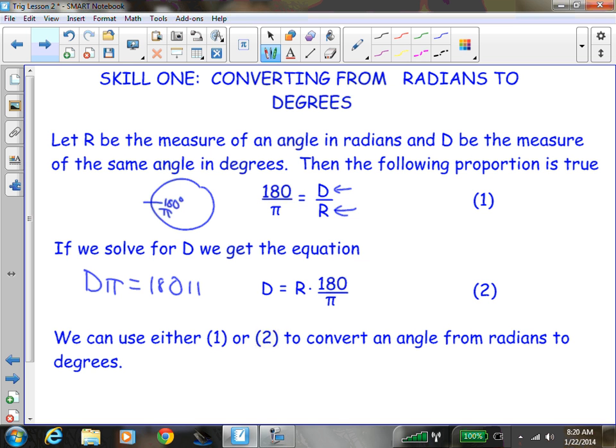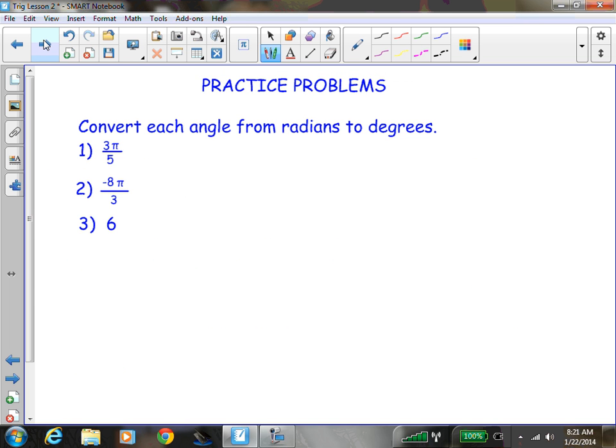Since we want to solve this equation for d this time to get degrees when we're given radians, the number of degrees is 180 divided by pi times r. The way I have it written here, I have the r first because you'll be given the radian measure and you'll just multiply by 180 over pi. We had done a few problems right at the end of class last time.